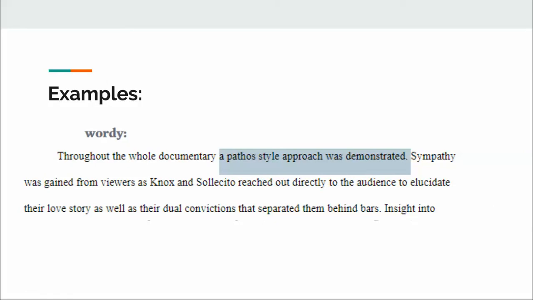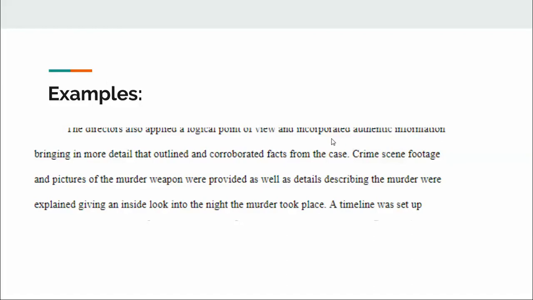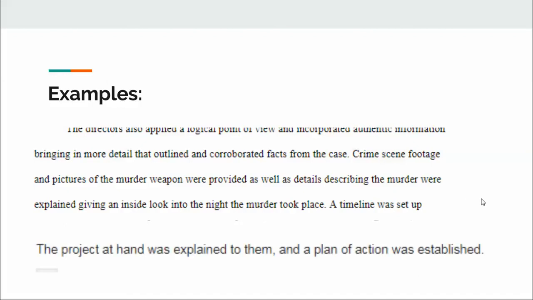Let's look at another example. Okay, here we go. Crime scene footage and pictures of the murder weapon were provided, as well as details describing the murder were explained, giving an inside look into the night the murder took place. Okay, so hopefully you're starting to hear it and see it a little bit. If not, I'll make it a little bit more clear to you in a second.